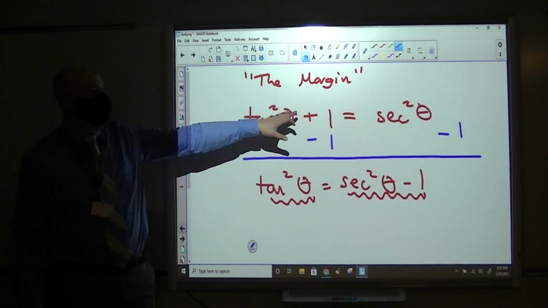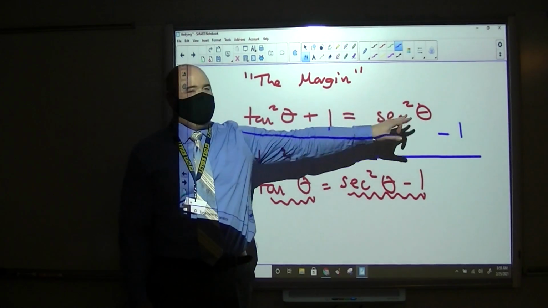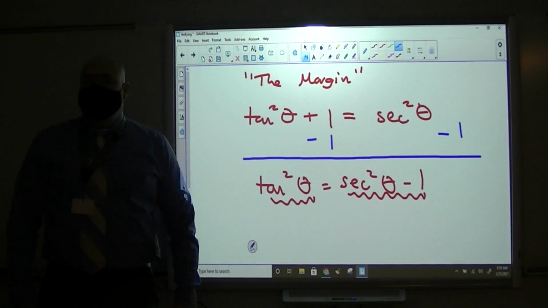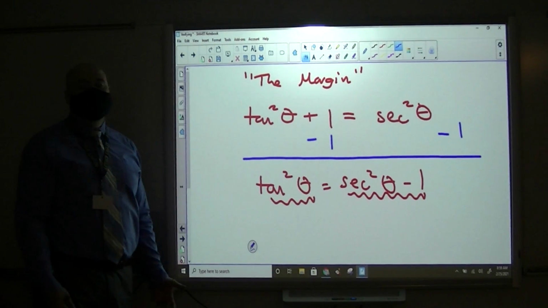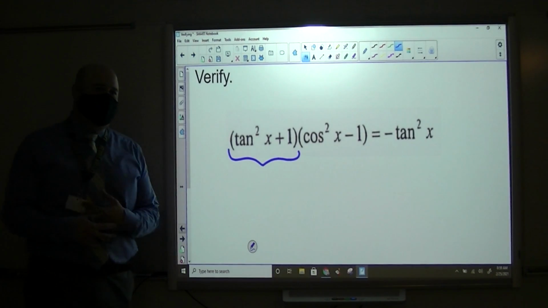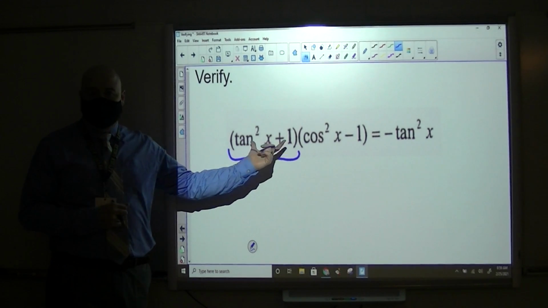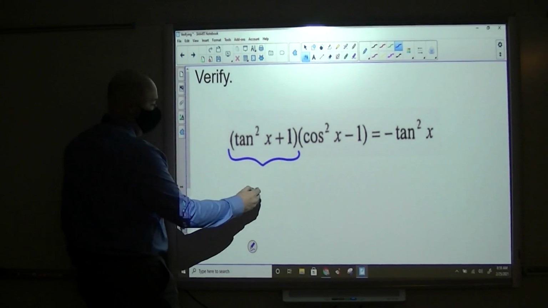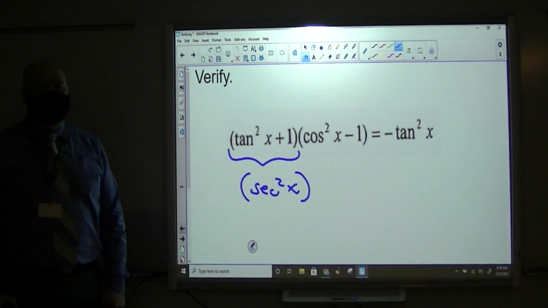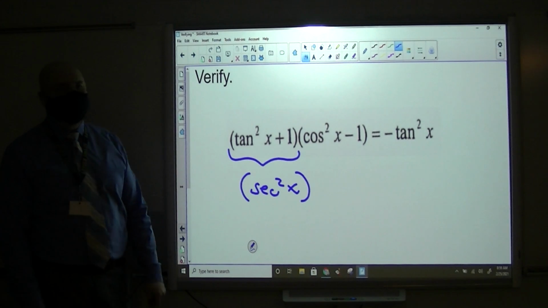Tangent squared plus 1 doesn't need any manipulation. I can substitute a secant squared in for that. Should I? I don't know. Maybe. Let's try it. It's pretty obvious. I don't want to make any assumptions when I say it's pretty obvious, but I mean, tangent squared plus 1, I'm just going to put secant squared because that's one of those Pythagorean identities I've seen before. Cosine squared x minus 1.